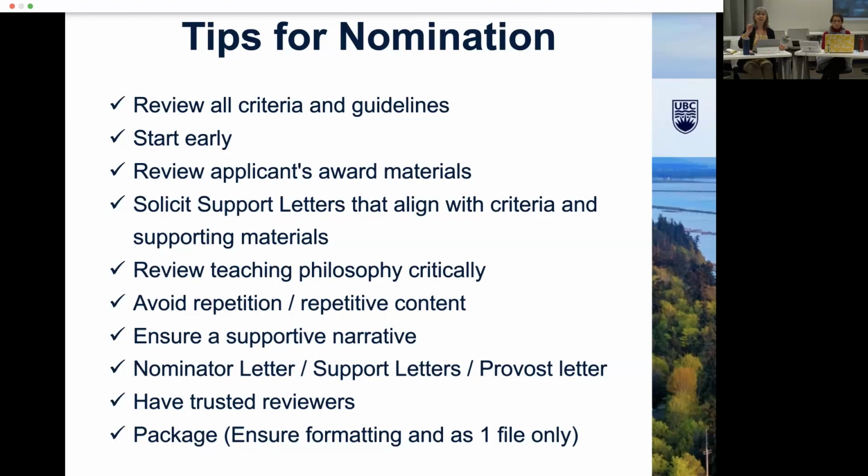Now the nominator letters and letters of support are different. For the nominator letter, and especially for most of these, you're also going to get a letter of support from the provost office. They do that last. So this is the other reason why you need to have everything ready ahead of time, because for your nomination letter and your provost support letter, we send them the whole package. So the whole package should be pretty much ready and done. They look at the entire package.